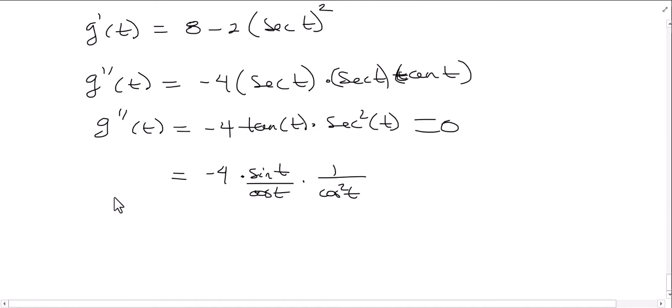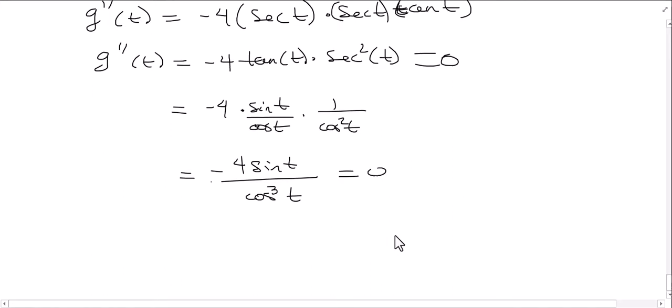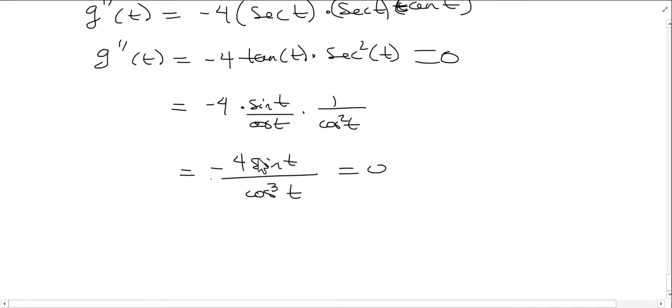And so then this becomes what? Negative 4 sine t over cosine times cosine square, which is cosine cube of t. And set that equal to 0. And so now it's easier to see we have a fraction. So the derivative is 0 when the numerator is 0, and it's undefined when the denominator is 0. So where is sine of t equal to 0?